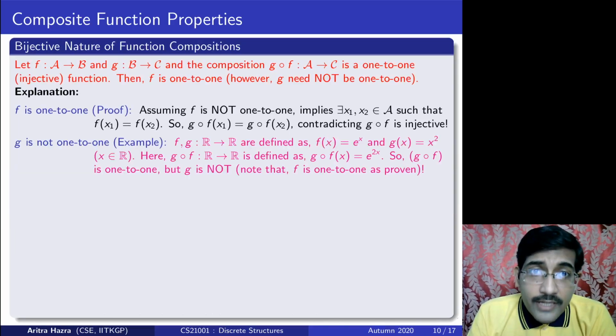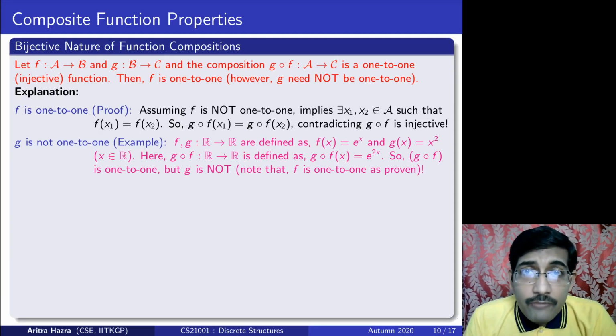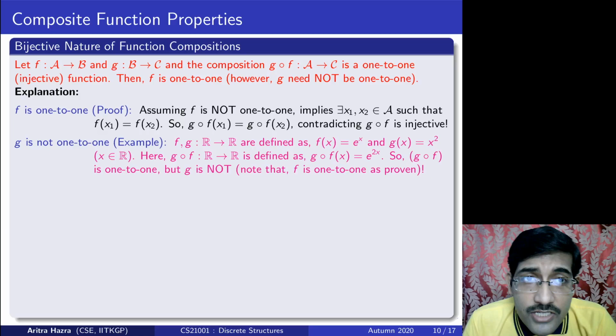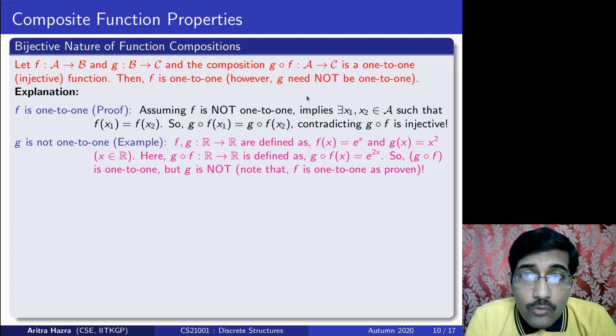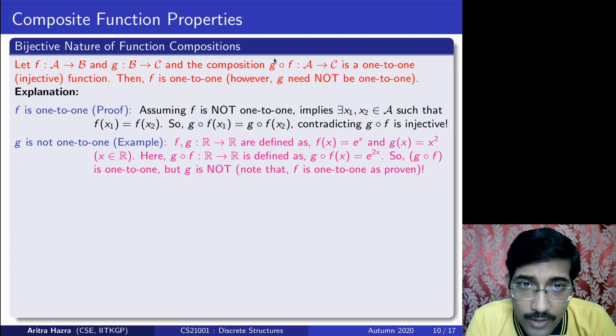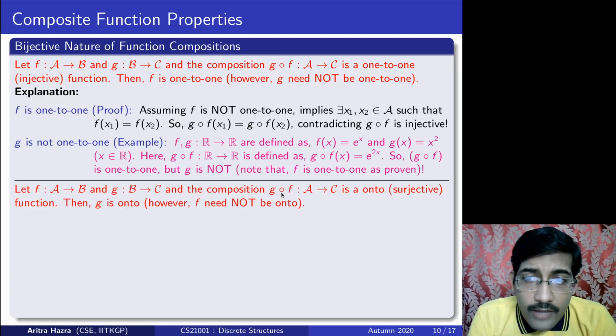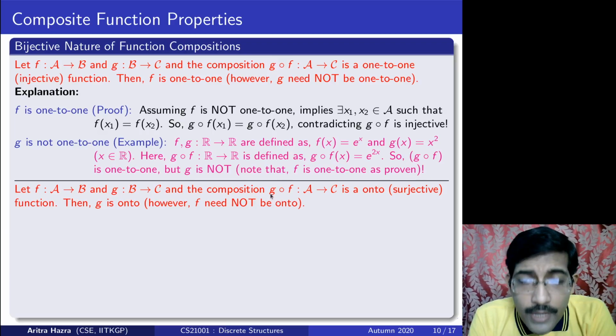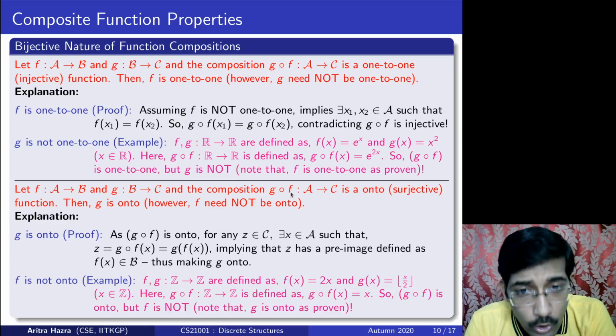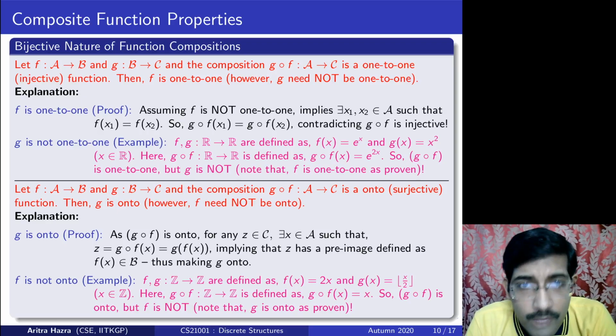But interestingly, for the reverse case, if for two functions g and f, from b to c and a to b, where g compose f from a to c is one-to-one, then I can say only that my f function is one-to-one. I cannot say anything about g being one-to-one or not. And we have seen an example for that. We have also seen that if I allow gof to be onto, then I can only say g is onto. I do not have any restrictions on f whether it can be onto or not. And we have seen examples that f is not onto but g must be onto, as we have proven.